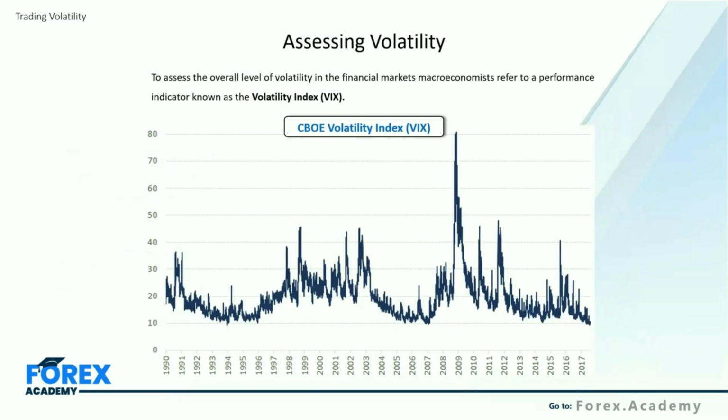To assess the overall level of volatility in the financial markets, macroeconomists refer to a performance indicator known as the Volatility Index, or VIX for short. And that's exactly what we have here in front of us. This chart shows us the volatility level in the markets on a global scale from 1990 to 2017.